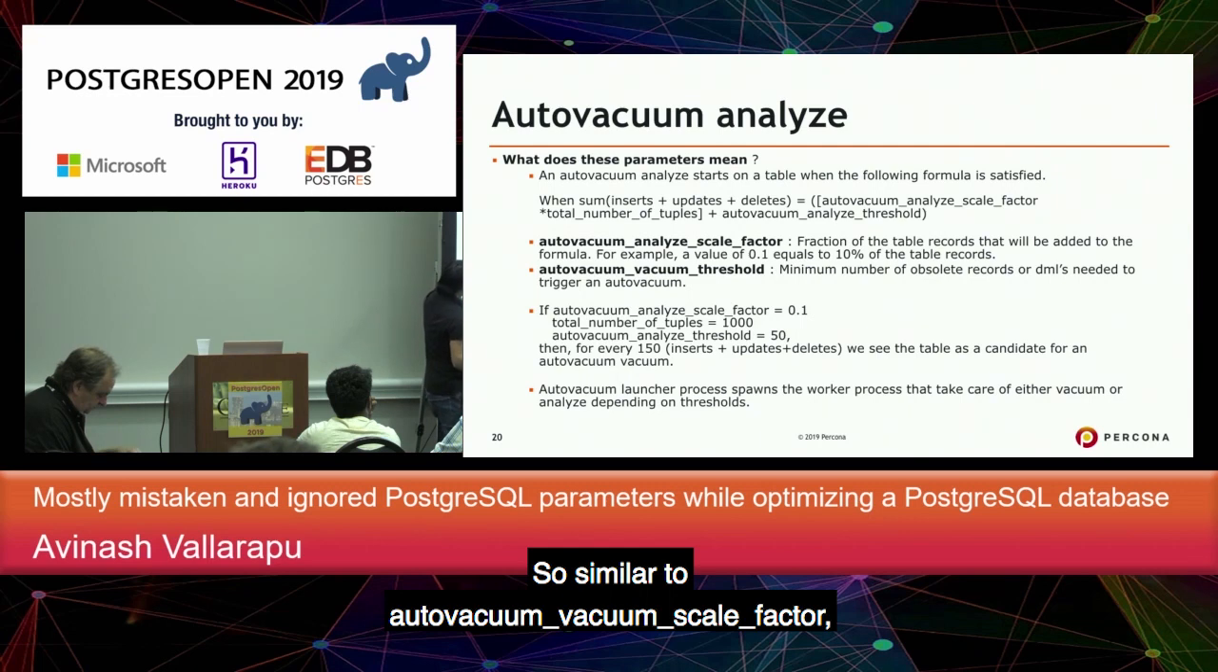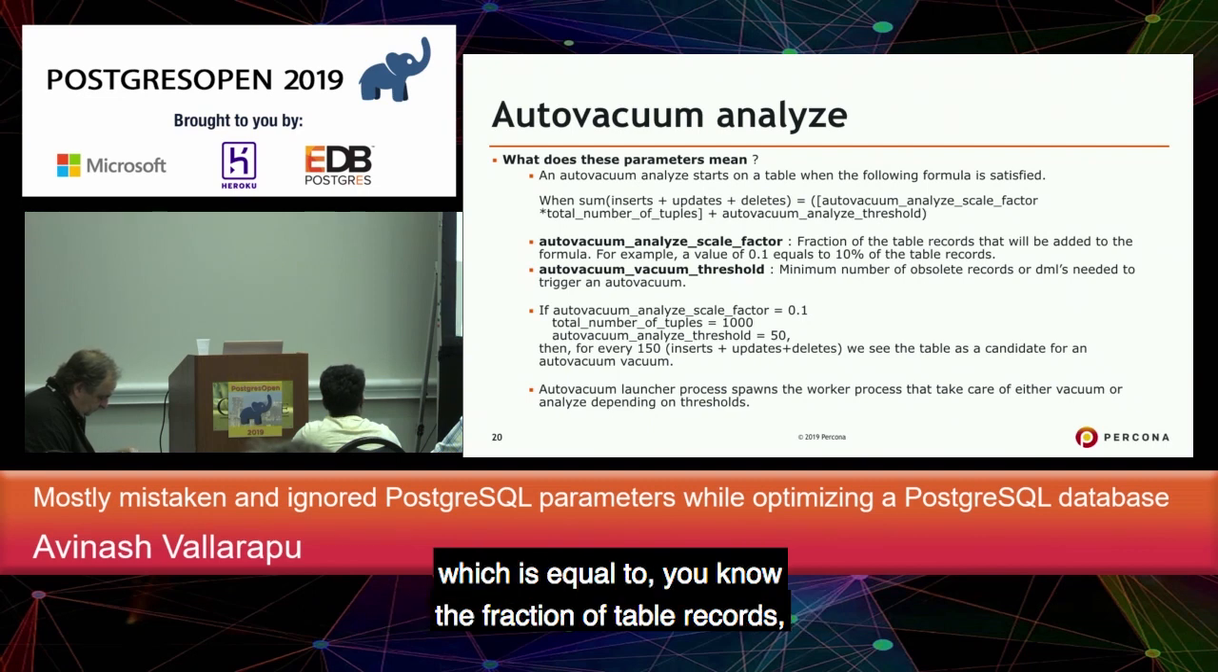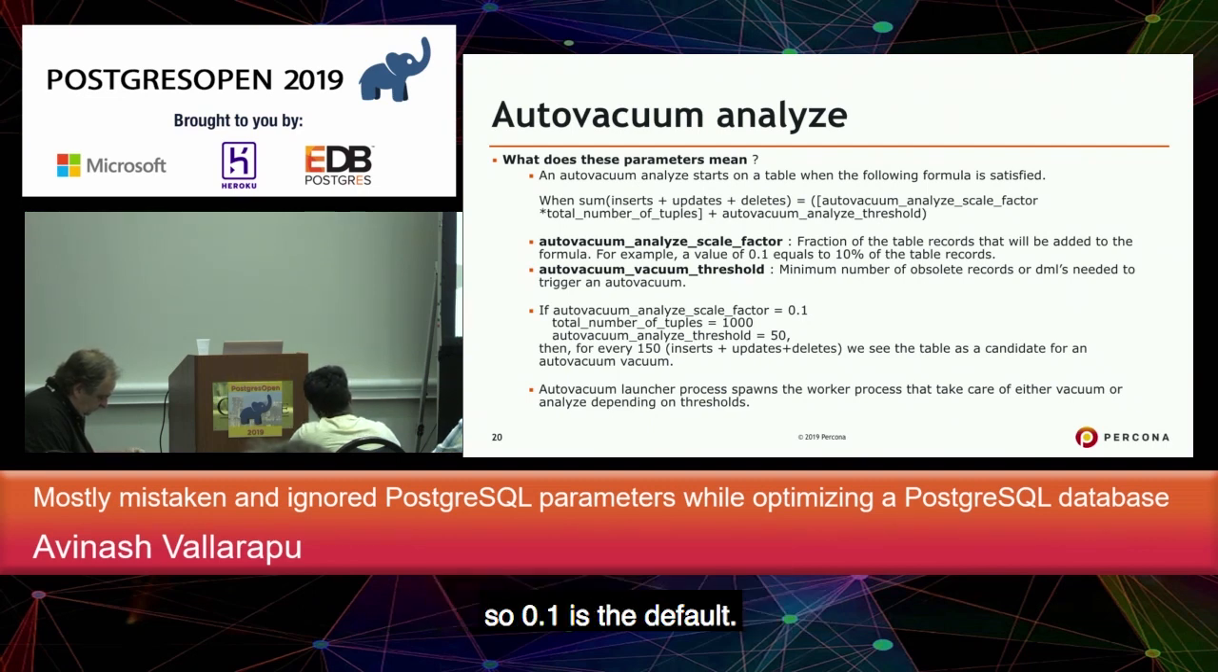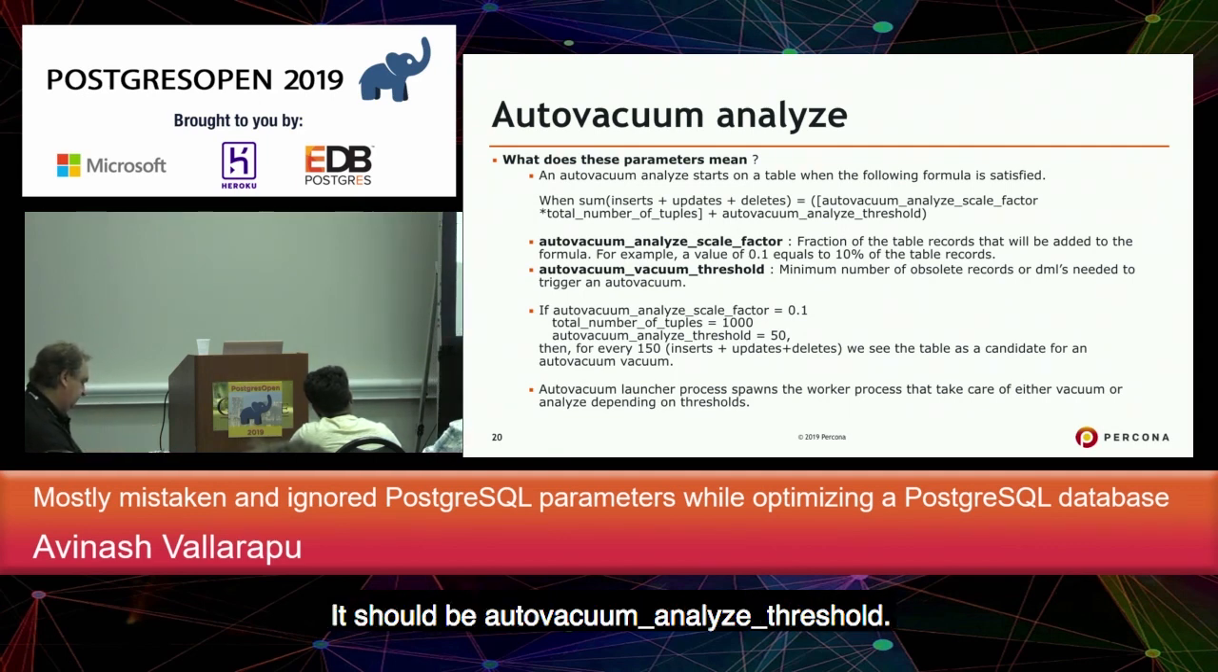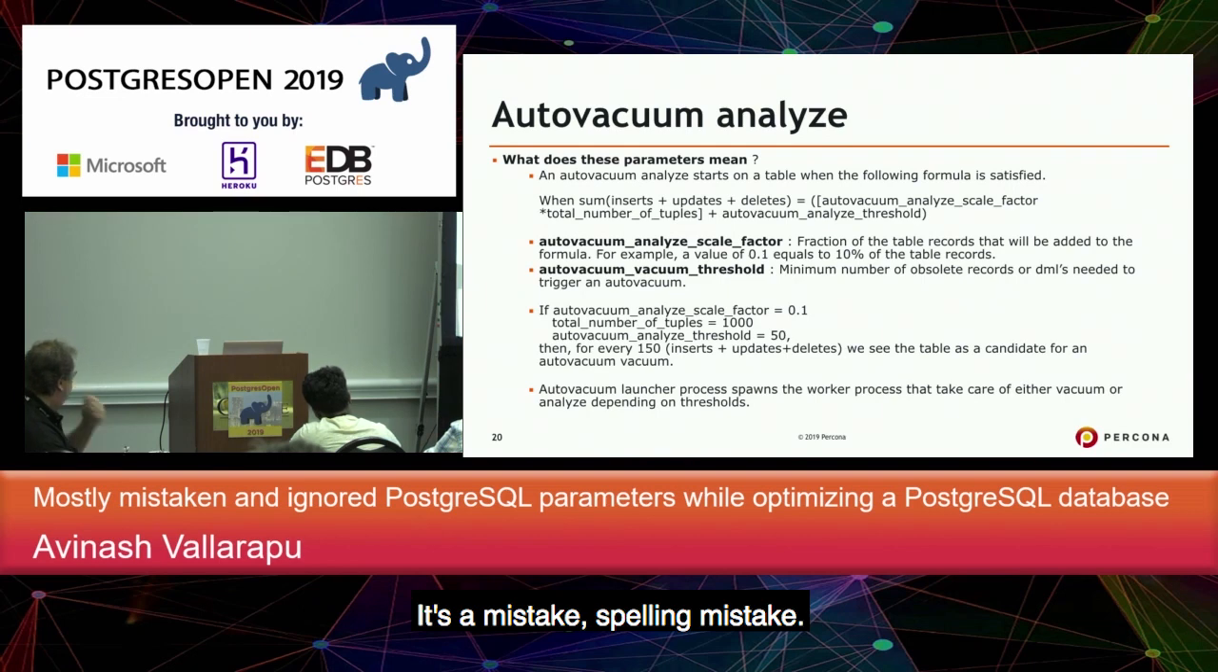So similar to AutoVacuum vacuum scale factor, you also have AutoVacuum analyze scale factor, which is equal to the fraction of table records. So 0.1 is the default. So it means 10% of table records. It should be AutoVacuum analyze threshold. It's a spelling mistake.